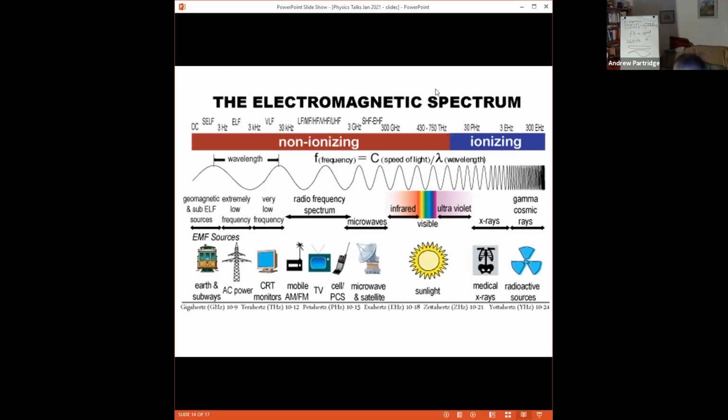So infrared is a millionth of a meter long, or a micron. These are less than that, so hundreds of nanometers. These are only tens of nanometers.